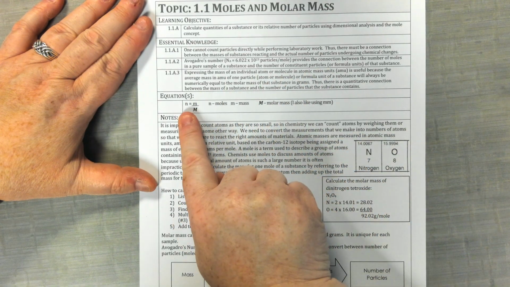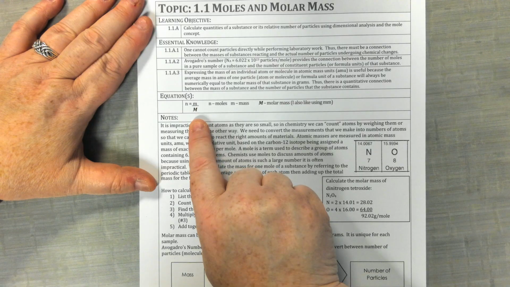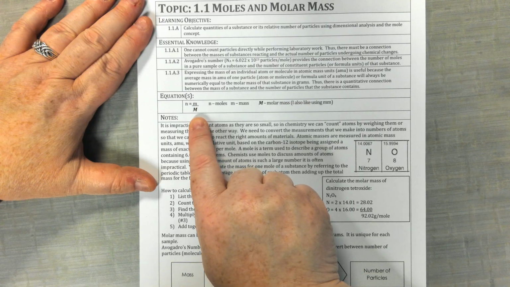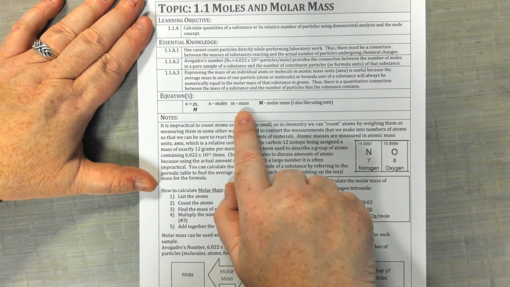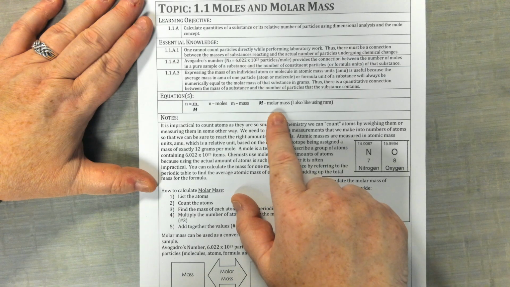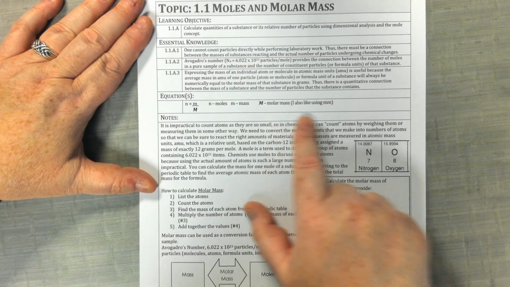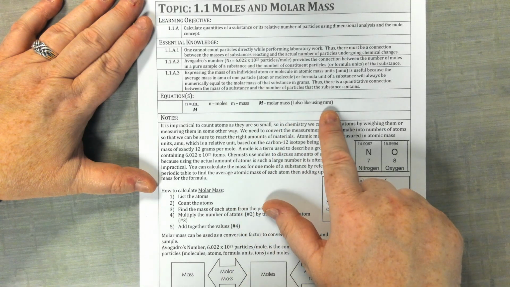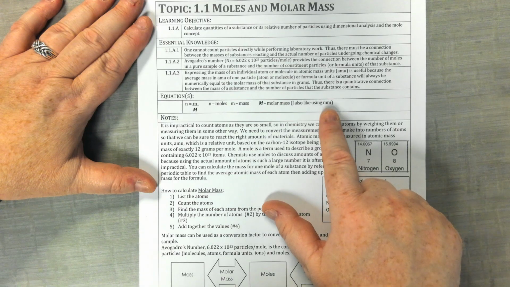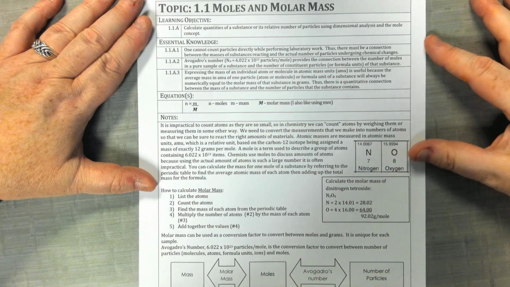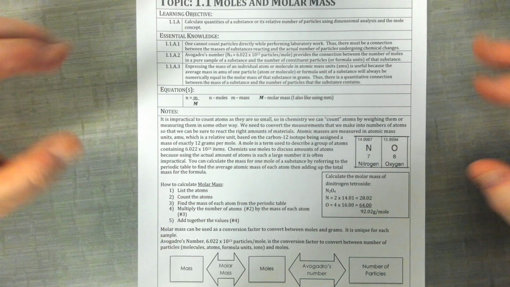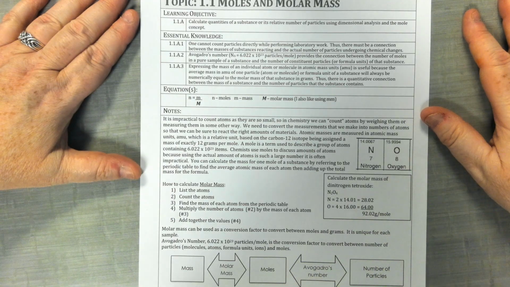So here we have n equals m over capital M, and the capital M looks italicized. n is the moles, m is the mass, and the capital M italicized is molar mass. You might also see MM or M.M. MM also stands for millimeters, so you have to take into account what you're looking at.